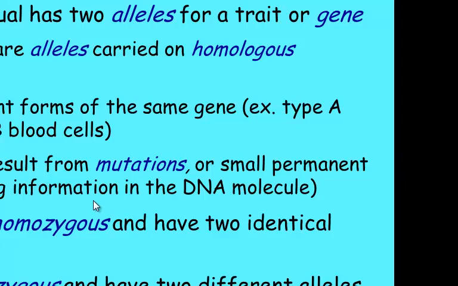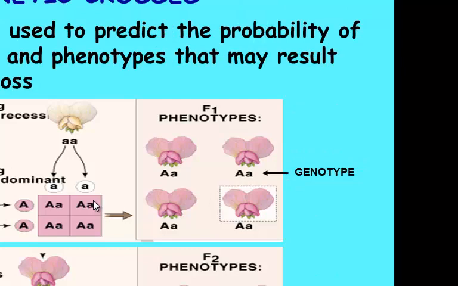Alleles can come in different types, the different forms of the same gene, and different alleles result from mutations. True breeders are homozygous, hybrids are heterozygous, and again, the gametes that are formed are haploid, or they don't have a homologous pair, they only have a single allele because of meiosis.